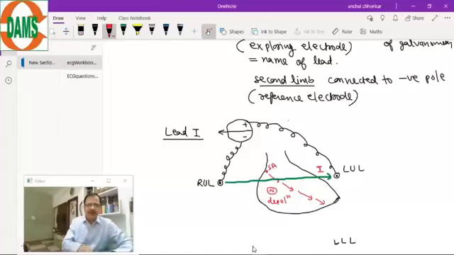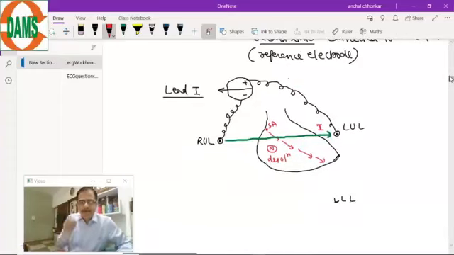So what does this mean? This means if the ions are moving horizontally along this line, lead 1 should have shown a maximum deflection if positive ions are moving along this line, but this is not happening. The positive ions are moving oblique to this line. The natural direction of the depolarization is oblique to this line.